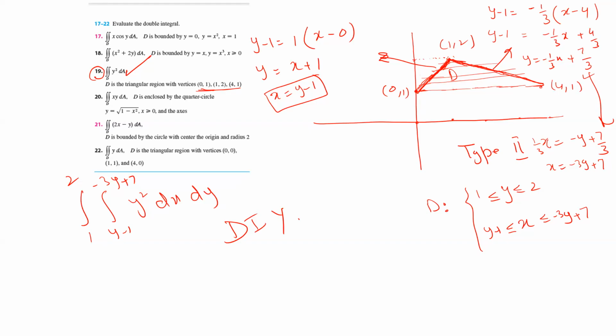Okay, similarly, you can try question number 20. Its region is circular, so let's see how to solve this. Let's draw again. Region D is enclosed by the quarter circle y is equal to the square root of 1 minus x square. If we square both sides, we have y square is equal to 1 minus x square, that is, x square plus y square is equal to 1.